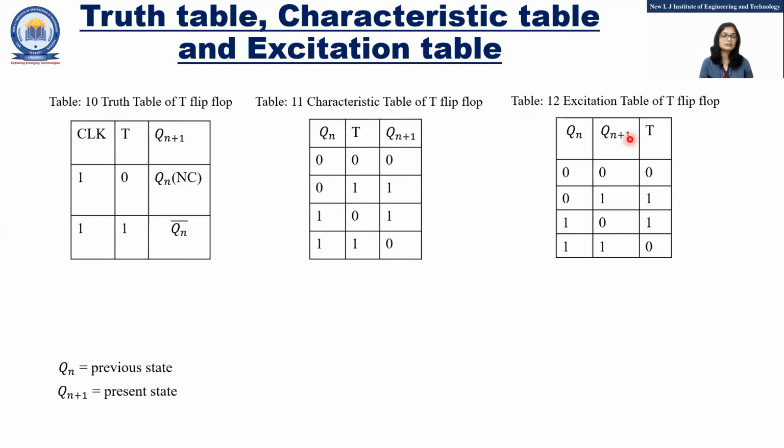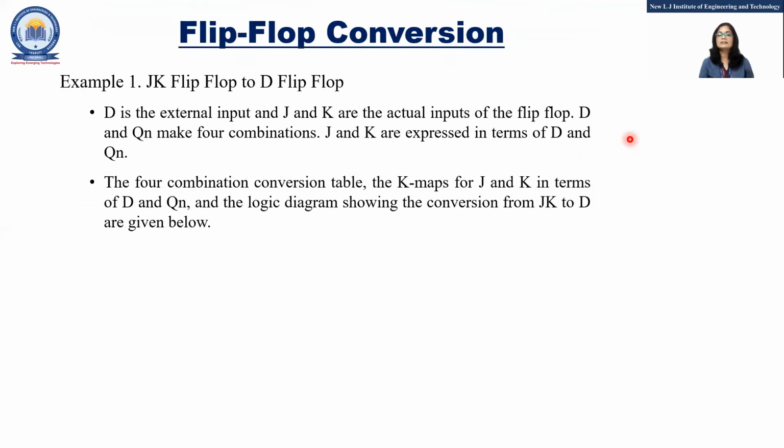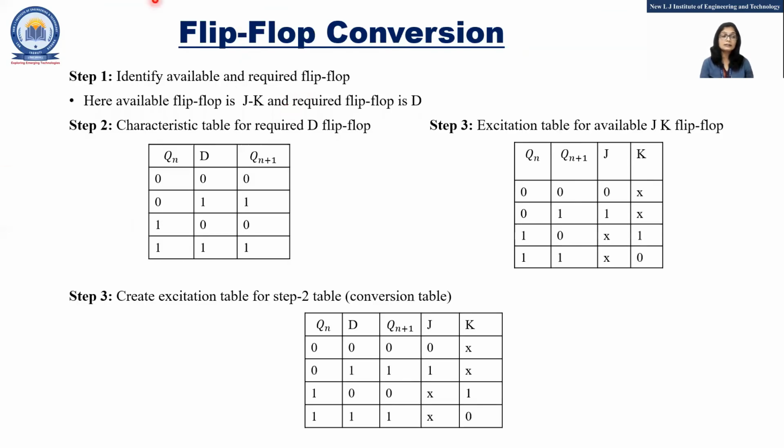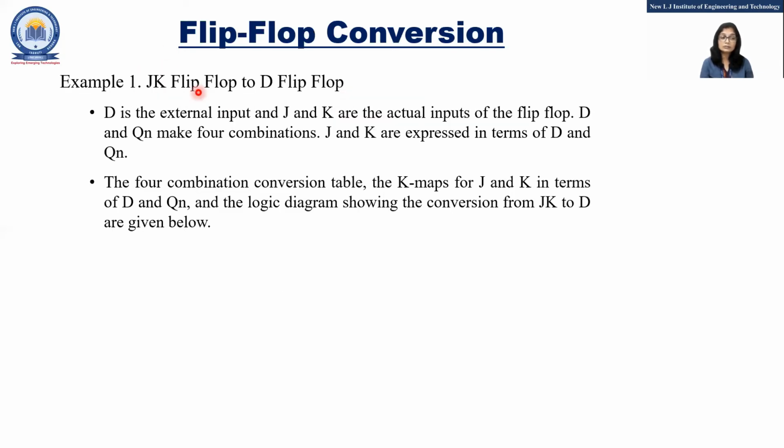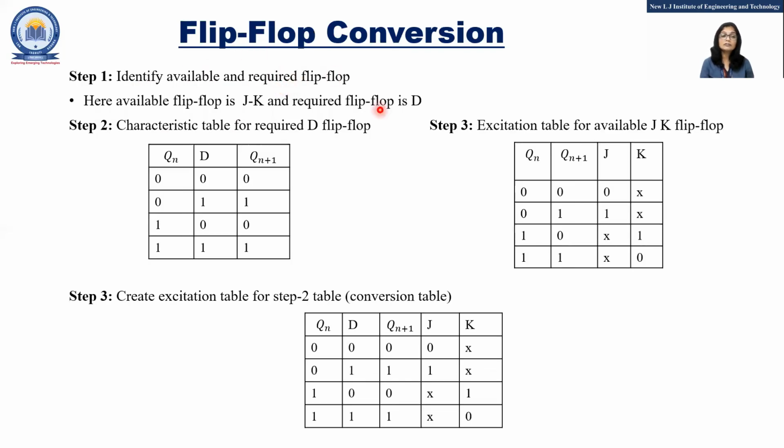But now we will see flip-flop conversion. Suppose we'll solve one example. Suppose I want to convert JK flip-flop to D flip-flop. So in the first step, what we'll do, identify available and required flip-flop. Here available flip-flop is JK. Why? Because we want to convert JK to D. So available is JK, but we want D flip-flop. That's why required flip-flop is D.